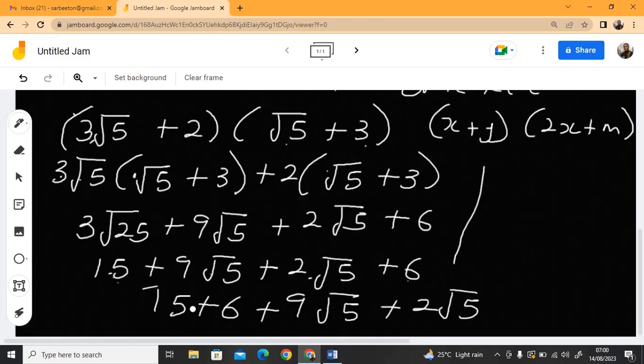So this is 15 plus 6 is 21. So that is 21. Now, 9 root 5 plus 2 root 5. This 9, we had this 2. 9 plus 2 is 11, right? Then both of them have root 5, so you just take one of the root 5. So this is your final answer. So this is dealing with bracketing, and if you have an understanding of this, it will be very easy for you to move on. So you can pause the video and copy it.